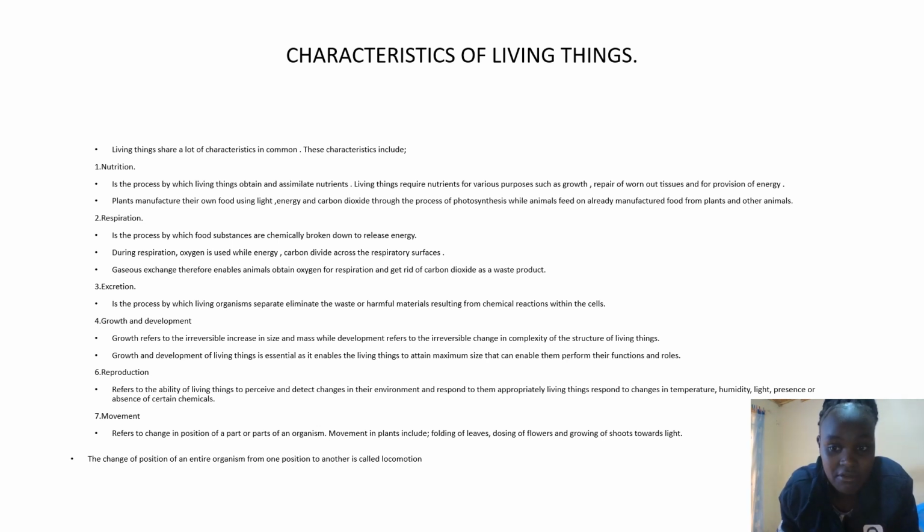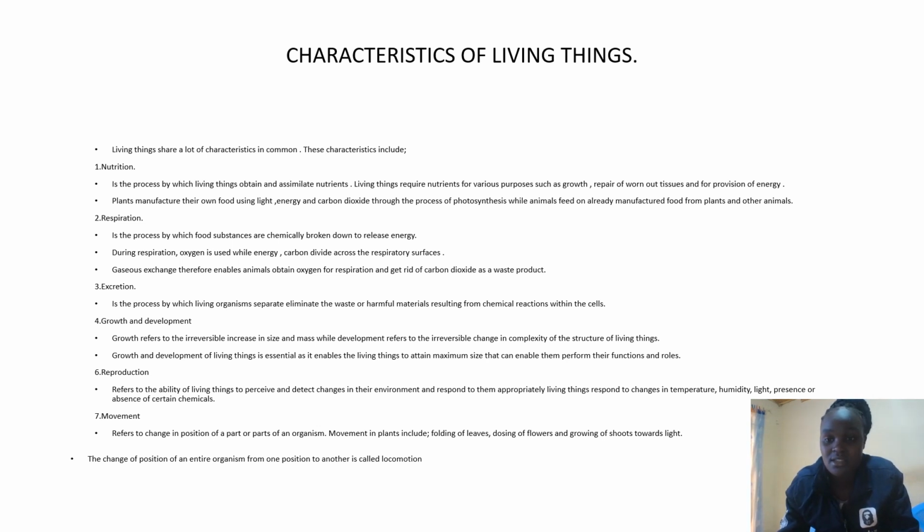Number 2, we have respiration. Respiration is the process by which food substances are chemically broken down to release energy. During respiration, oxygen is used, while energy and carbon dioxide are released across the respiratory surfaces. Respiration entails gaseous exchange, therefore it enables animals to obtain energy and get rid of carbon dioxide as a waste product.